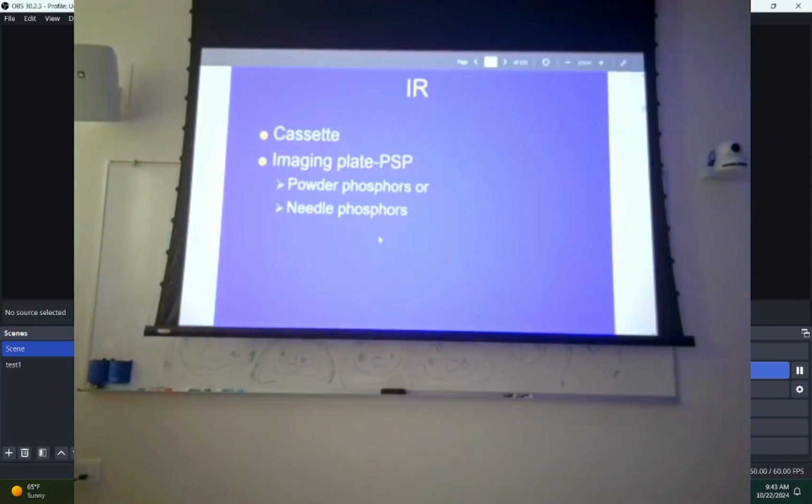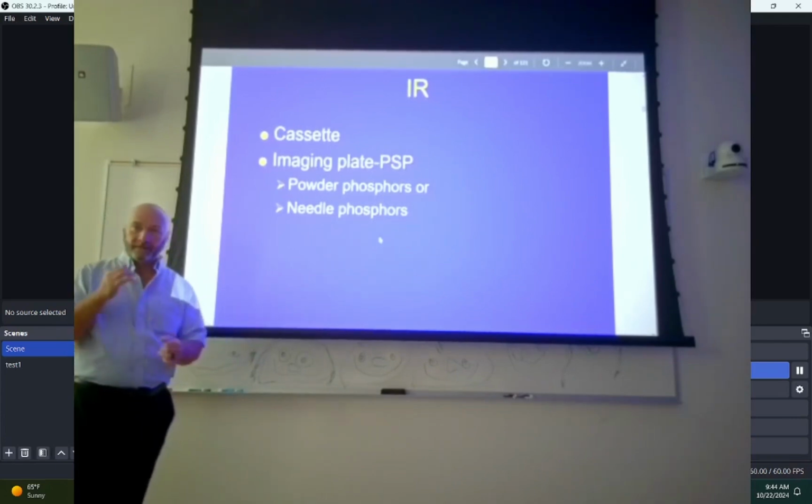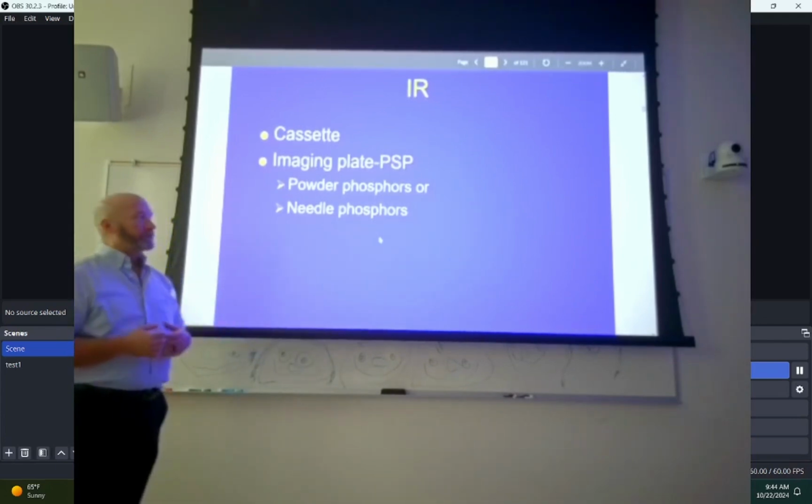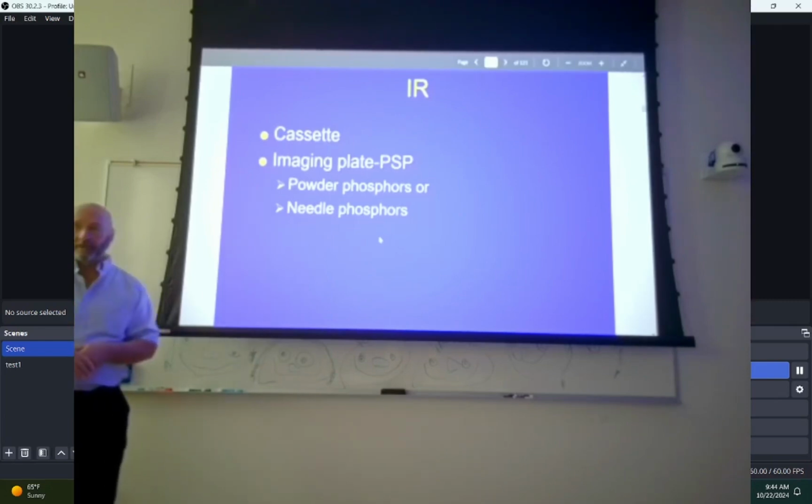All right, so in our image receptors in CR, what we have was a cassette. And in that, we had an imaging plate with photostimulable phosphors. We had two different types of phosphors. One was what we referred to as needle phosphor because their construction was kind of cylindrical, tiny, but kind of cylindrical. And then we have what we refer to as powder phosphors. That was almost like a paste filled with individual little specks that we'll put onto the imaging plate.